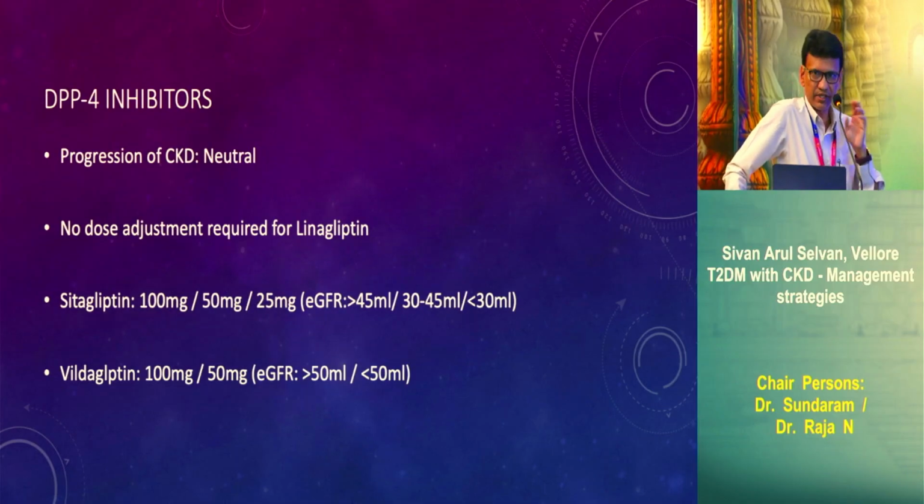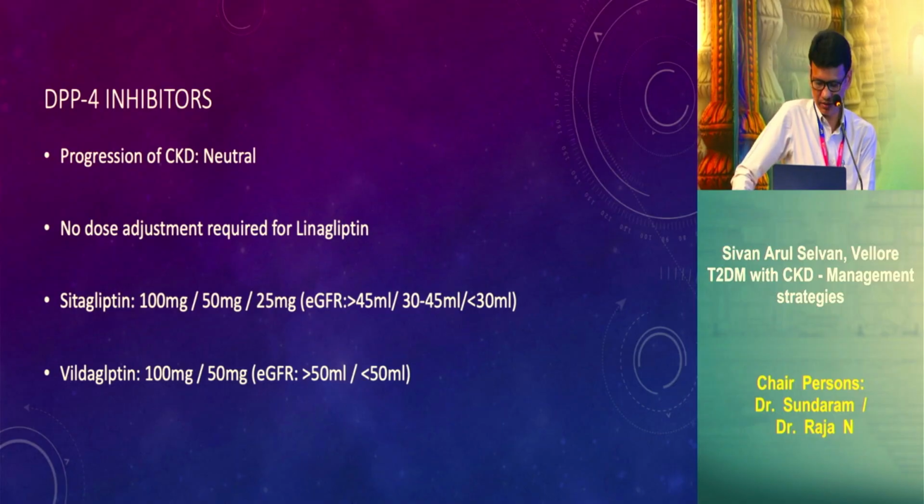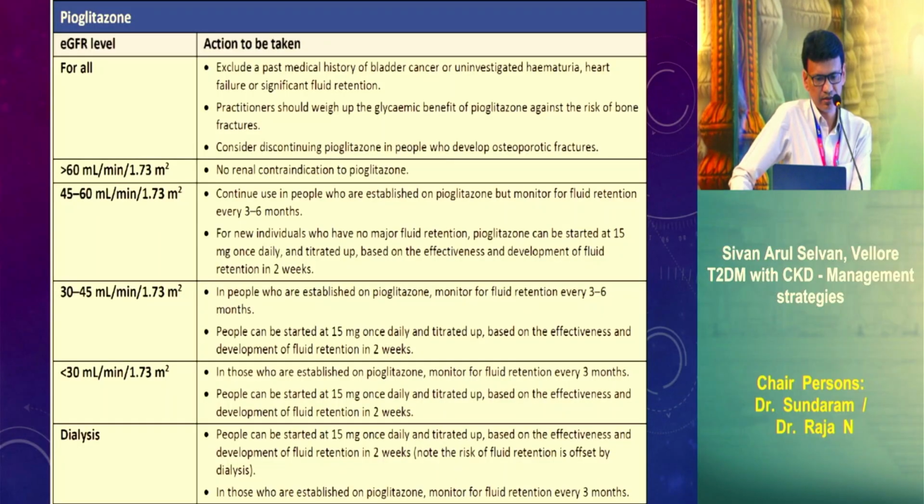This is one group of drugs which can be used in all stages of CKD, even in patients on dialysis. Linagliptin needs no dose modification. Other drugs can be used according to the stage of CKD. So DPP4 inhibitors are CKD neutral, and they can be used in all stages.